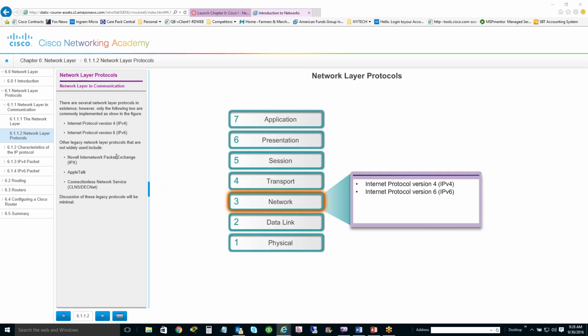There are some legacy network layer protocols, but they're not widely used anymore. One is the Network Internet Packet Exchange, or IPX, which is a Novell proprietary protocol. There's also AppleTalk and CLNS DECnet. I have not seen CLNS DECnet in decades. AppleTalk, it's been a while. IPX, it's been a while as well. It's been several years since I've been in an environment where that was still being used.